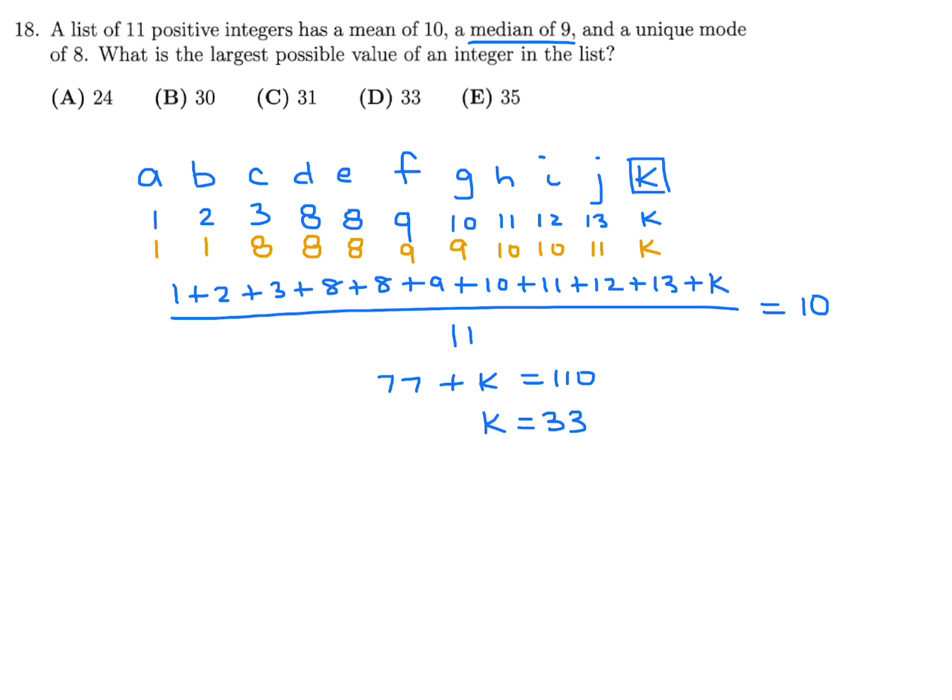Now let's add these guys. When you add all of those, you get 75 plus k over 11 is equal to 10. So that means 75 plus k is equal to 110, and therefore k is 35. So we had to fiddle around a little bit longer with the question in order to get the right answer. So number 18 is E.